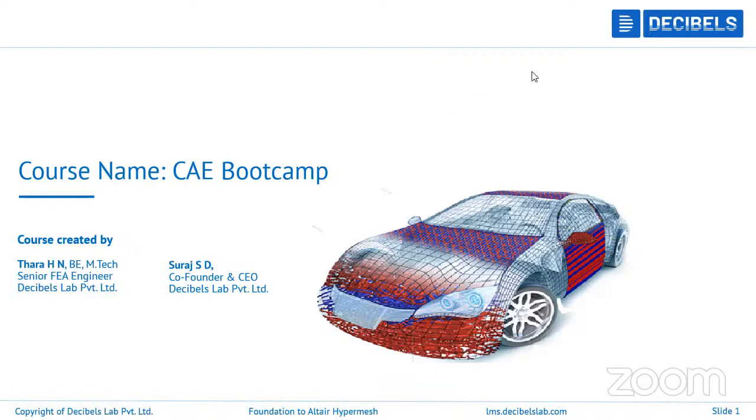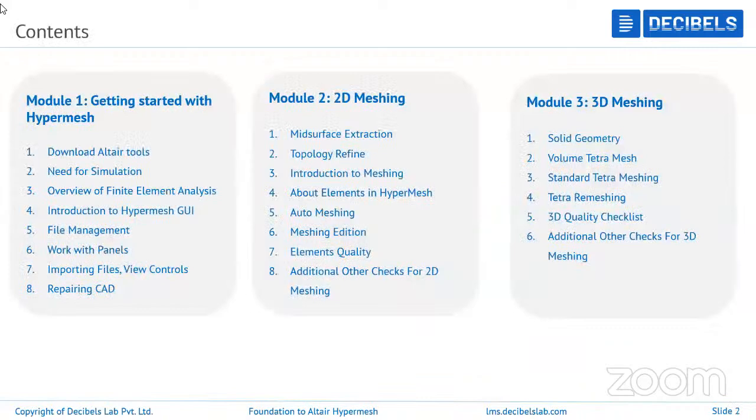Hello, all. Welcome back to the CAE Bootcamp. Today, in module 2, we are going to discuss 2D meshing. Yesterday, we discussed the fundamentals and basics of finite element analysis, what finite element analysis is, and the introduction to HyperMesh. We went through the HyperMesh window, the toolboxes available, the menu pages, the working panels, and the basic geometry or topology cleanup that we can do for any CAD before processing it for meshing.